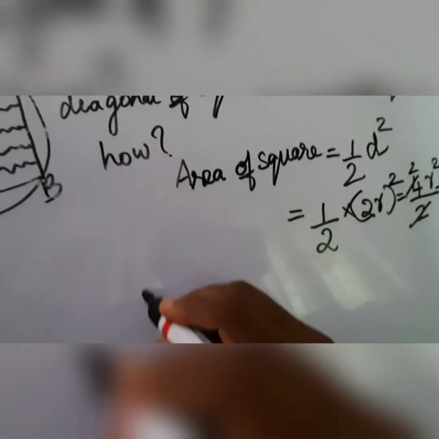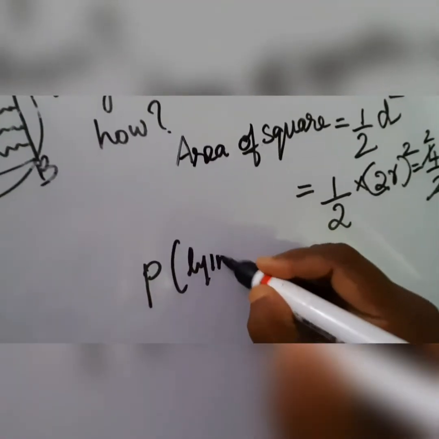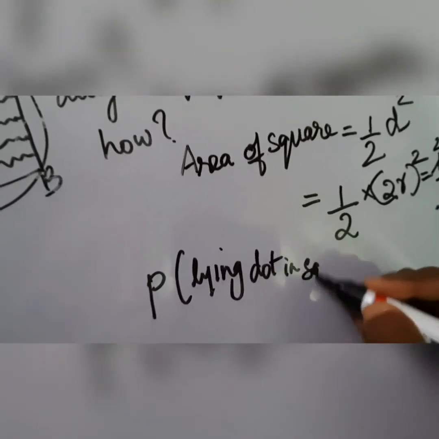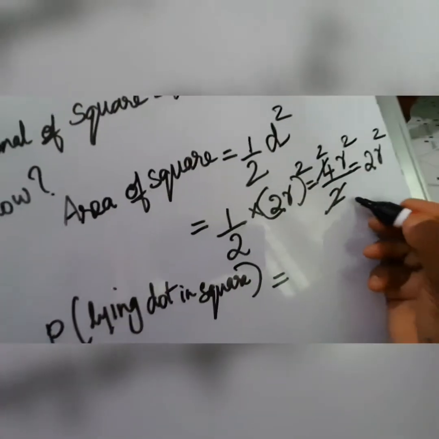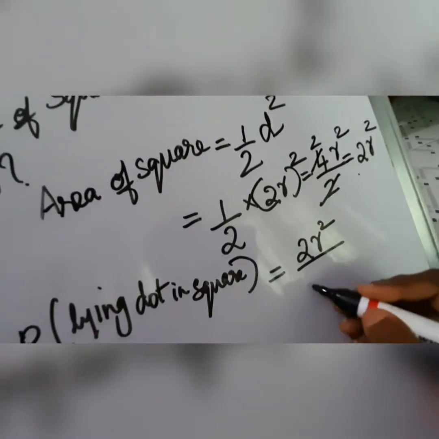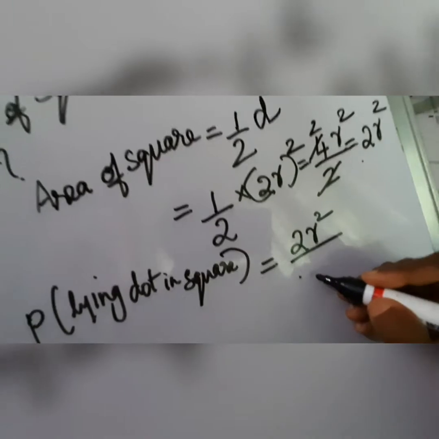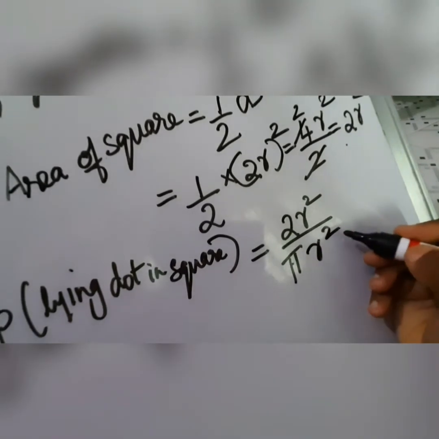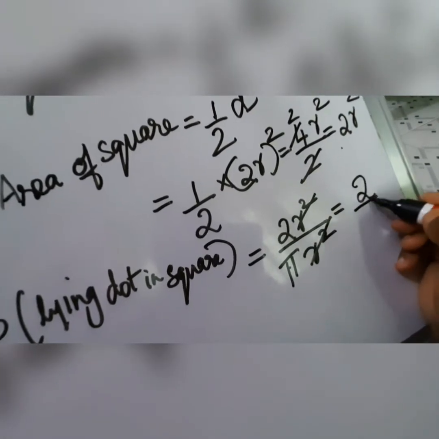Now what is the probability of the dot lying in the square, that is shaded part? That is equal to area of the square, what is area of the square, 2R square, divided by total area. What is the total area? This figure is circle. So area of circle, that we know, is pi R square. So we can cancel, and the answer will come 2 by pi.